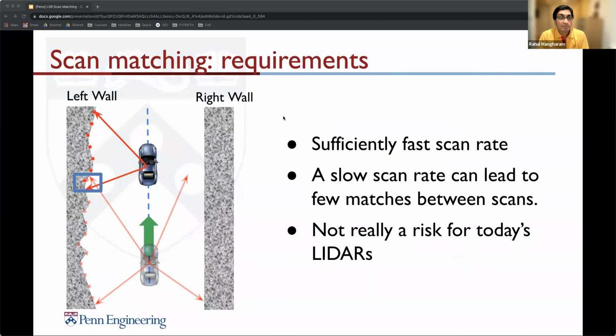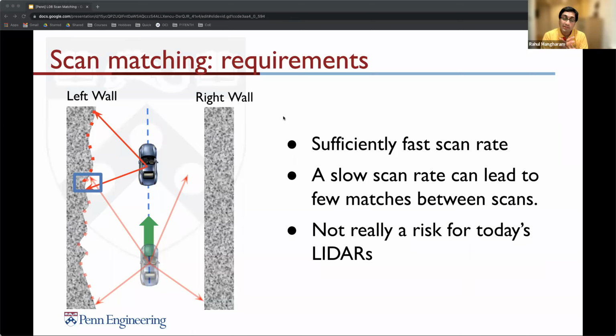Some basic requirements for scan matching to work. First, scanning must happen often enough. Otherwise, there isn't much overlap between consecutive scenes. This isn't really an issue with today's LiDARs that operate at over 20 to 40 frames per second. In fact, it's a good exercise for you to calculate the minimum scan rate that still guarantees some amount of overlap for a given vehicle speed.